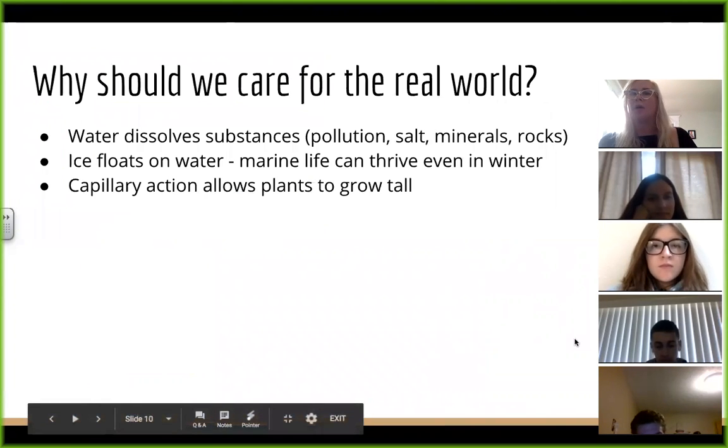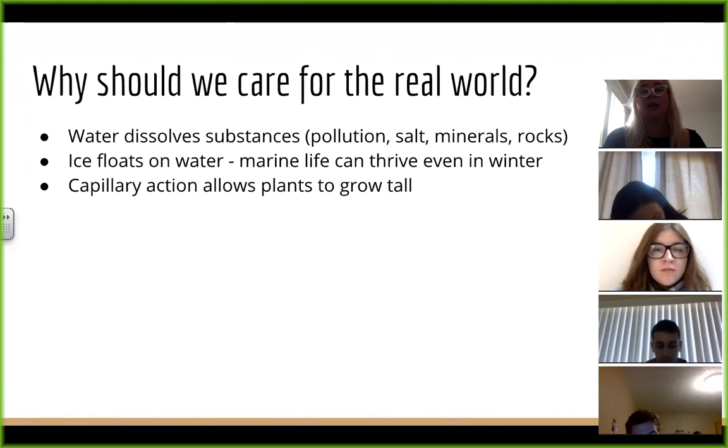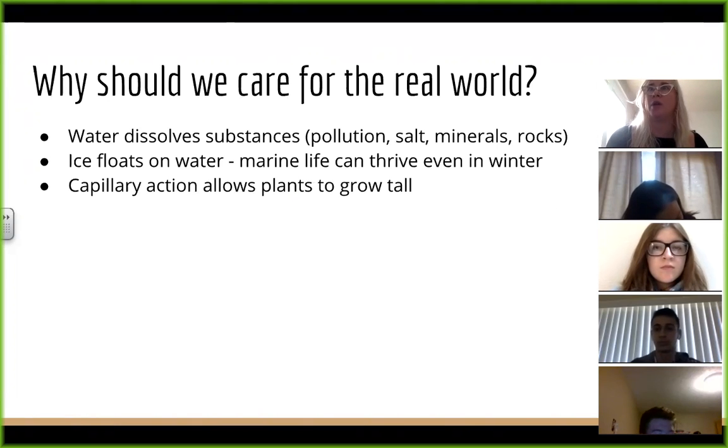So why should we care about this for the real world? Right? A lot of you guys mentioned some of this stuff in your Properties of Water lab, making those real world connections. So water dissolves substances, which means it can dissolve things in a good way, right? Salt. It could also dissolve pollution, not so great. Minerals and rocks, right? Water is super important in actually weathering and breaking down rock. And a lot of that rock can get dissolved in water.